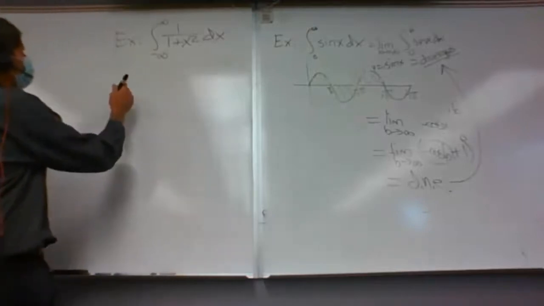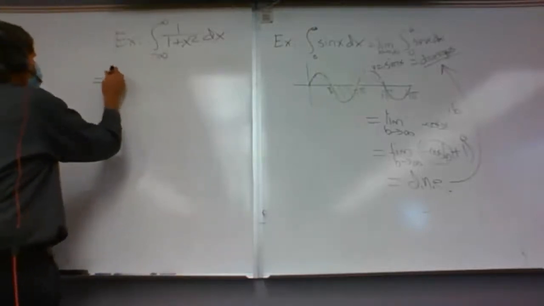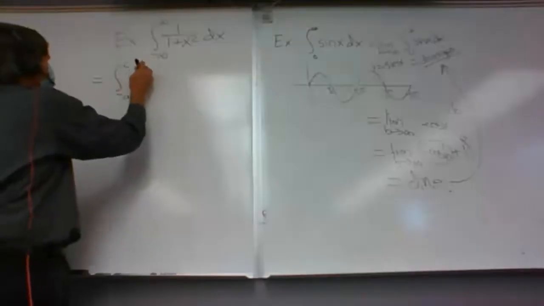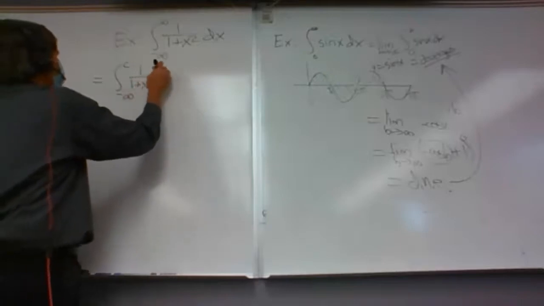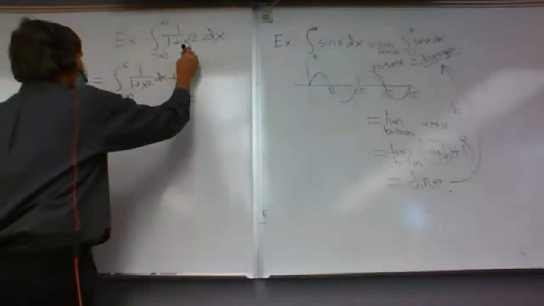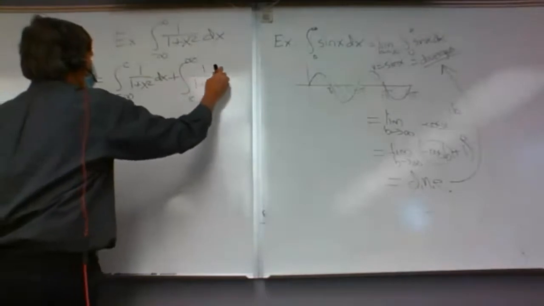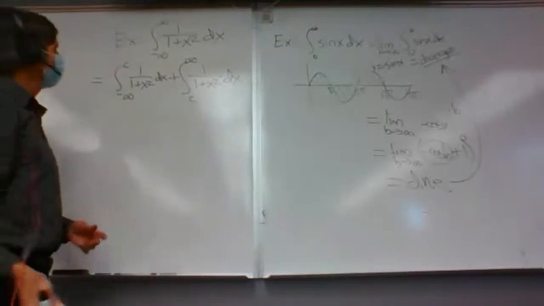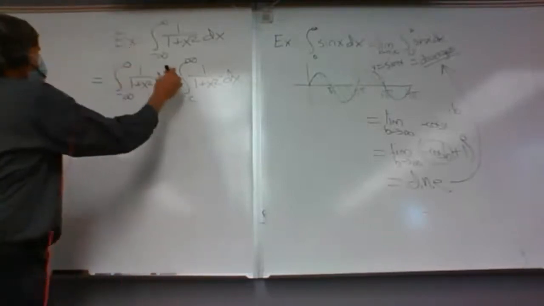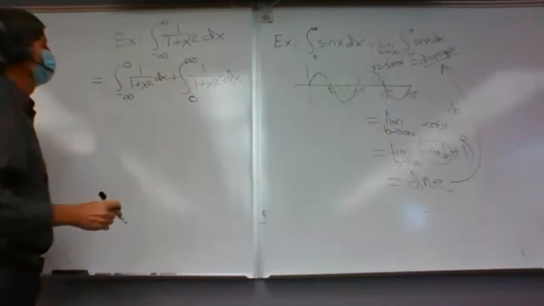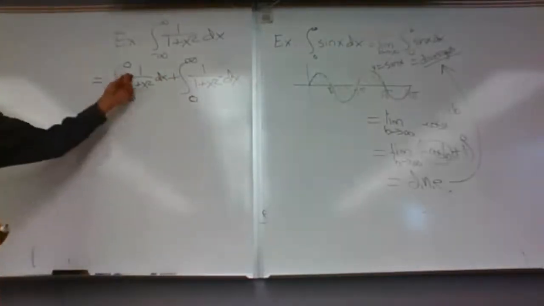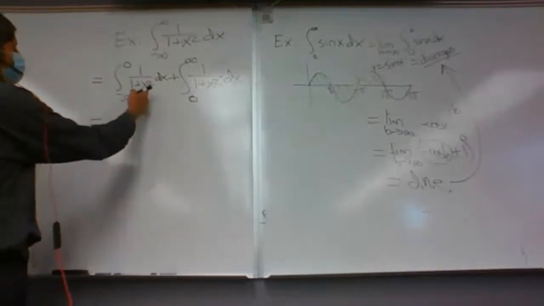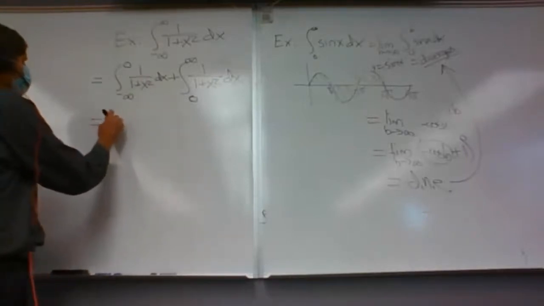So we write it out. The integral from minus infinity to whatever point c I want of 1 over 1 plus x squared, plus the integral from c to infinity of 1 over 1 plus x squared. It doesn't matter what I choose c to be, so I'll choose an easy number: 0. So I integrate from minus infinity to 0 and 0 to infinity.